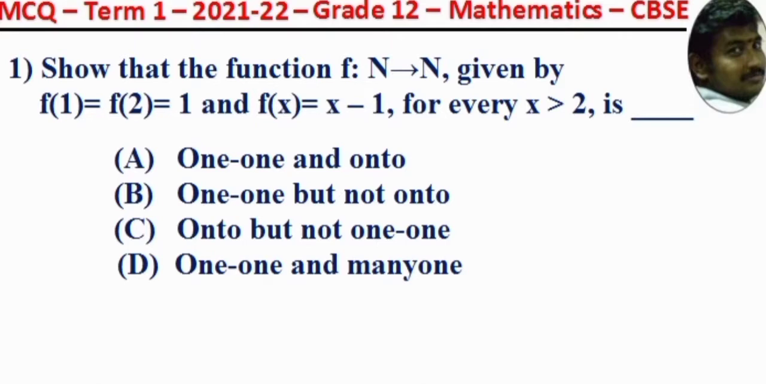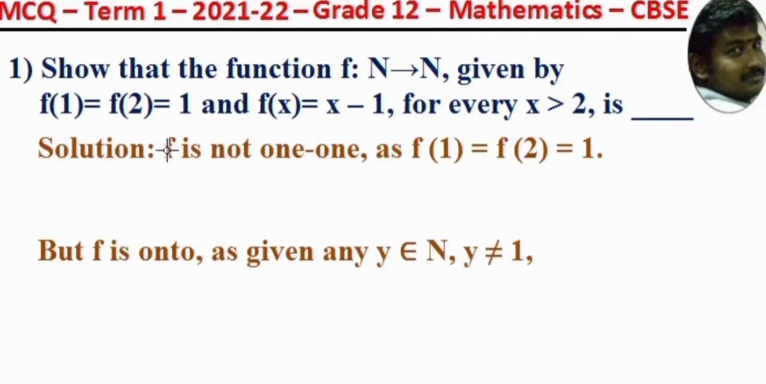Come on, let's discuss the solution. Yes, f is not one-one because you see f of 1 and f of 2 have the same image, isn't it? Each element of the domain should have only one image, but here two elements, 1 and 2, in the domain have the same image 1. That's why it is not one-one. So f of 1 equal to f of 2 is equal to 1. But f is onto.